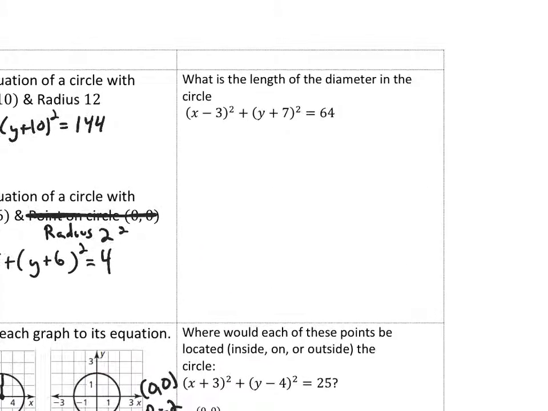All right, up at the top here it says, what is the length of the diameter of this circle? So this one's not too bad. Let's figure out what our radius is first. What is the square root of 64? 8. So if we know that the radius is 8, what is our diameter then? How do we figure out diameter when we know radius? 2 times 8, right? What's 8 times 2? 16. That's it.